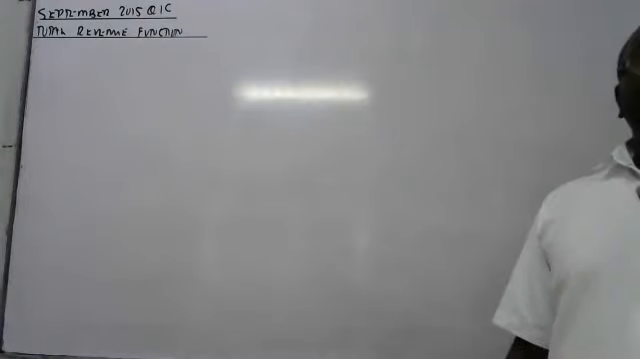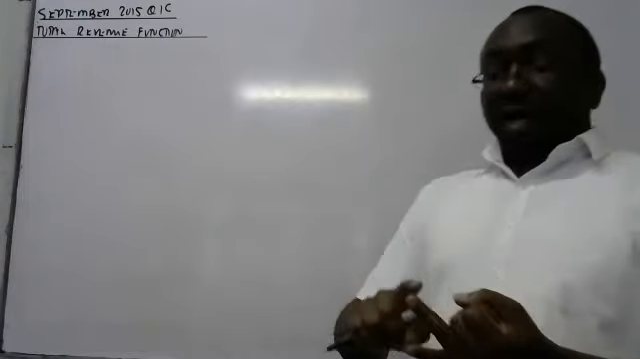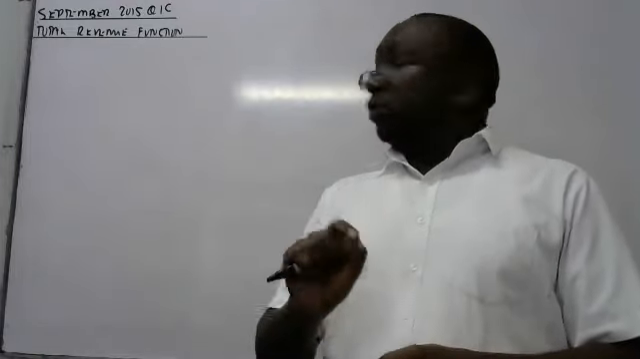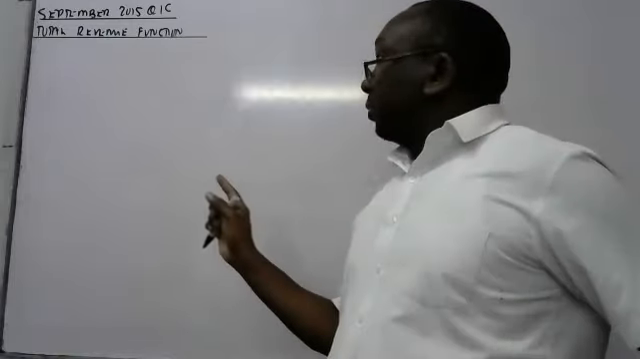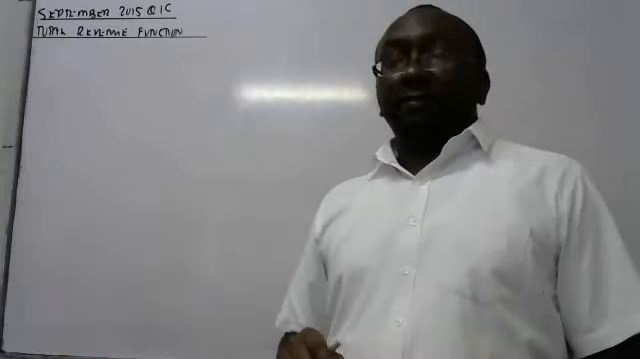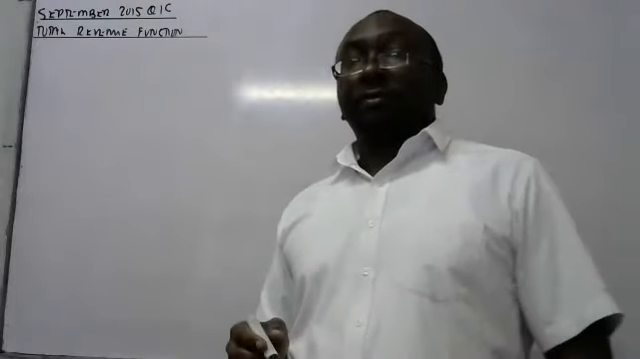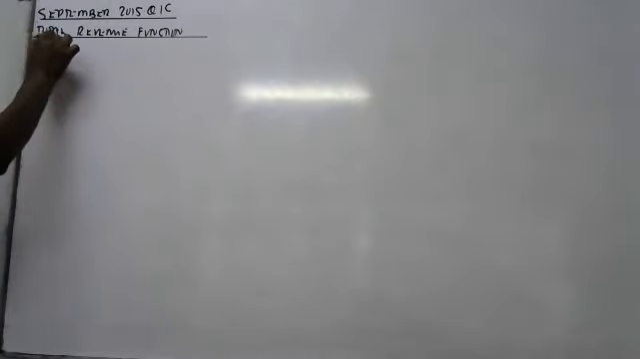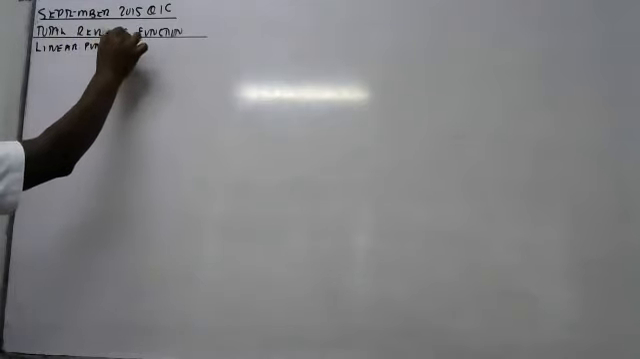I have told you there are three ways of getting a total. You can multiply, you can add, and you can integrate. The method to use depends on what you have been given. In this question, we have been given the prices, and we are told the function is linear. So you have to develop a linear function.